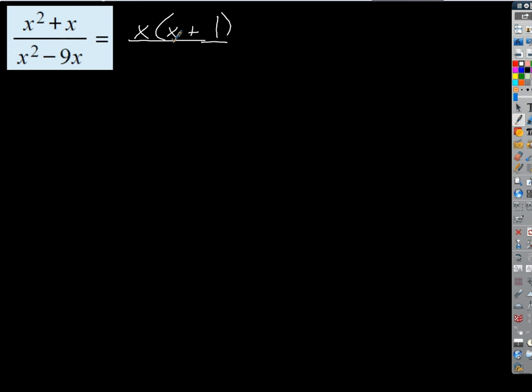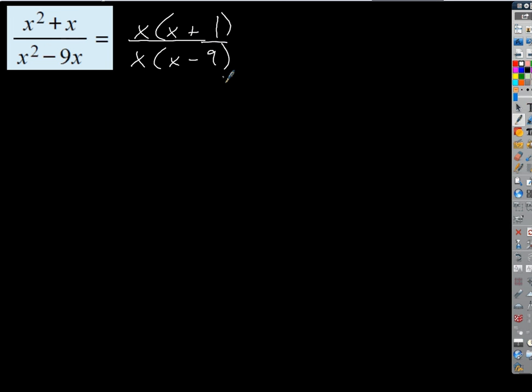Now on the bottom, what can I undistribute? No, I can't. There's no number there, right? Shoot. So I can't undistribute any number, but I could undistribute an x, yeah. So on the bottom, I'm going to end up with x times x minus 9, there you go, okay?